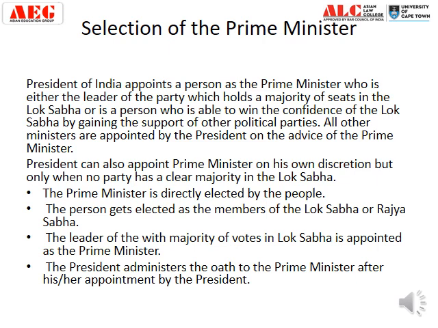The person gets elected as a member of the Lok Sabha or Rajya Sabha. The leader of the majority of votes in Lok Sabha is appointed as the Prime Minister. And finally, the President administers the oath to the Prime Minister after his or her appointment. So, this is the procedure by which the Prime Minister of India is selected or appointed by the President of India, which has been very well explained in Article 75 of the Constitution.